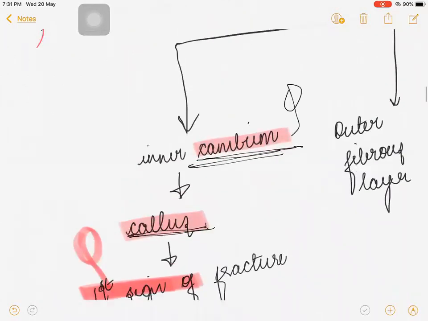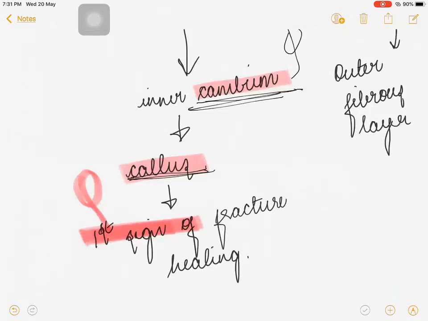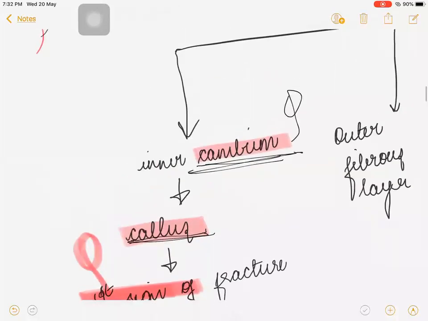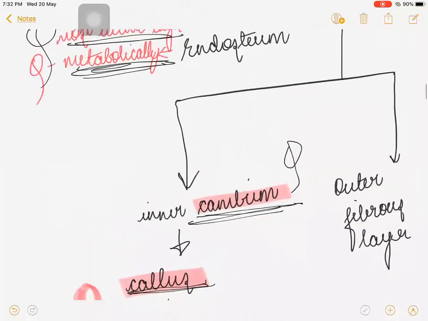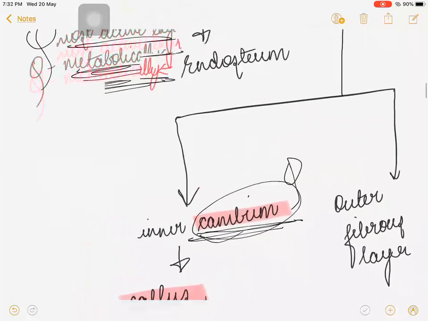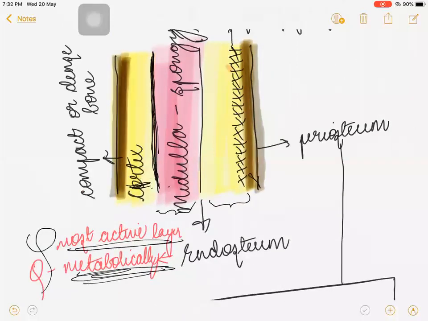So if there's a fracture, if you want to see it in an X-ray, if it's a pathological fracture, if the patient has got osteoporosis or something like that, you want to be able to diagnose it. You're going to look for callus formation. Okay, so that's the first sign of fracture healing, which can easily be identified. So that's produced from the inner cambium layer, which is a part of what? It's a part of the periosteum. Okay, it's the innermost layer.